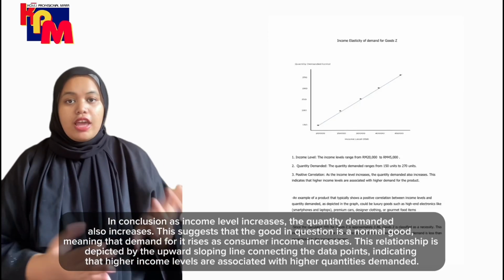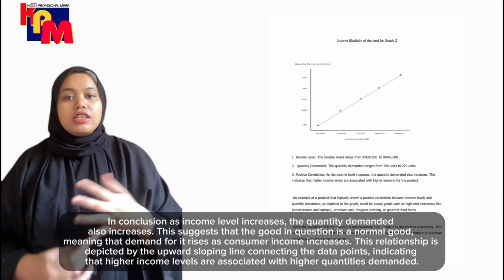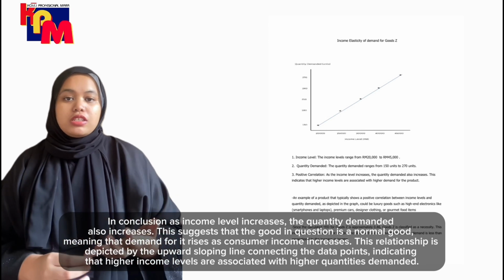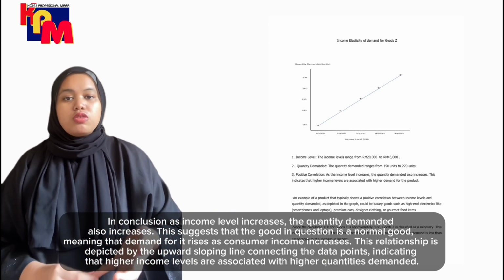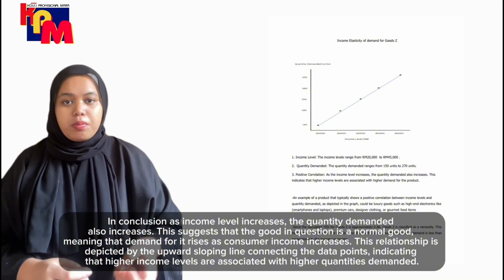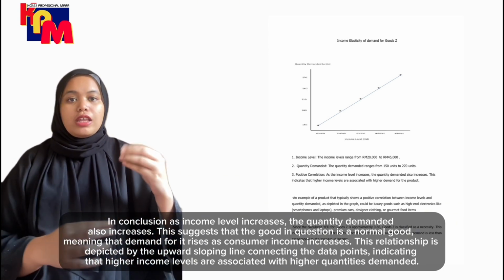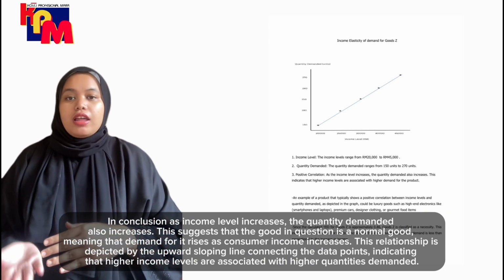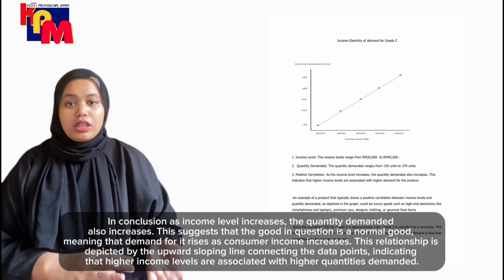In conclusion, as income level increases, the quantity demanded also increases. This suggests that the good in question is a normal good, meaning that demand increases as consumer income increases. This relationship is described by the upward sloping line connecting the data points, indicating that higher income levels are associated with higher quantity demanded.